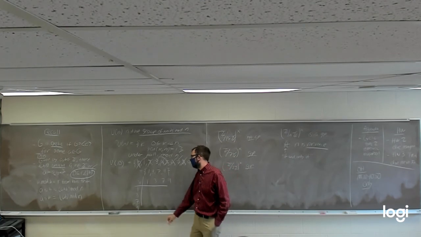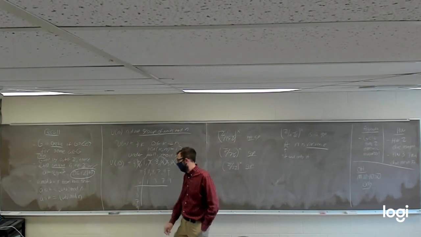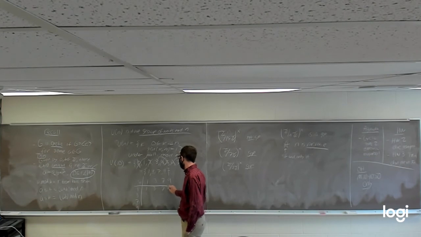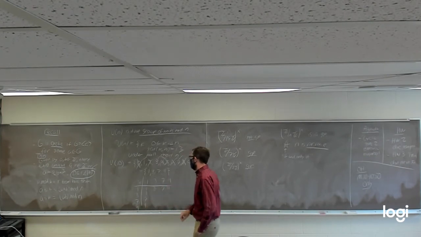It's going to be 1, which tells us automatically we can fill in the row for 1 and the column for 1 very quickly. 1 times 1 mod 10 is 1. 1 times 3 mod 10 is 3. 1 times 7 mod 10 is 7. 1 times 9 mod 10 is 9. And ditto going down this way.